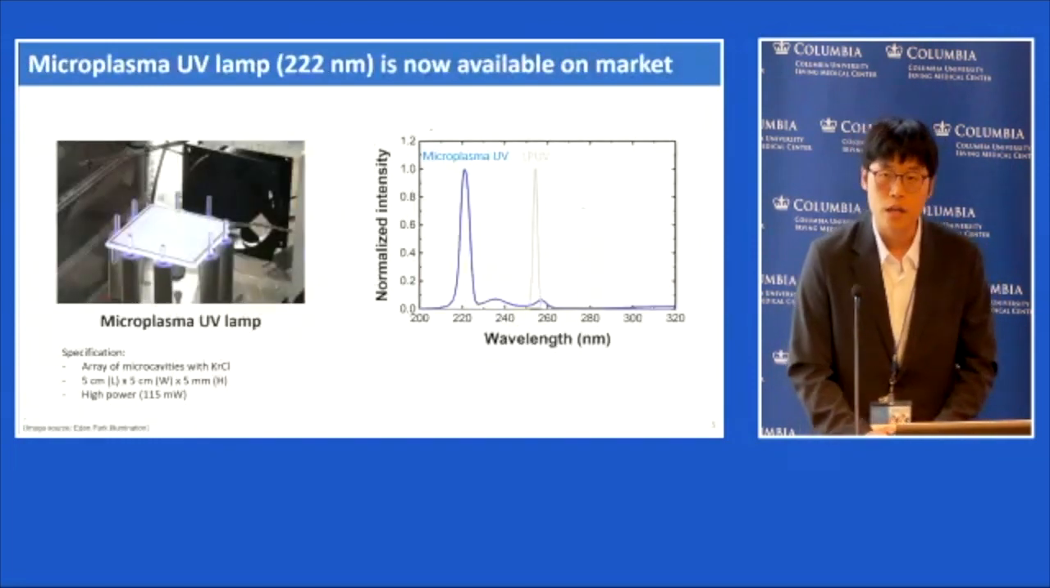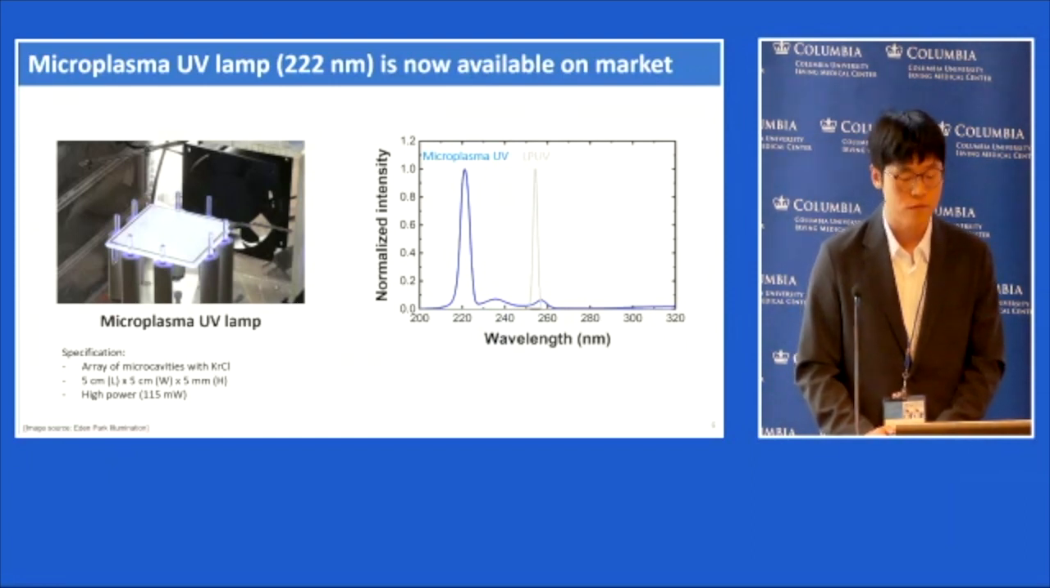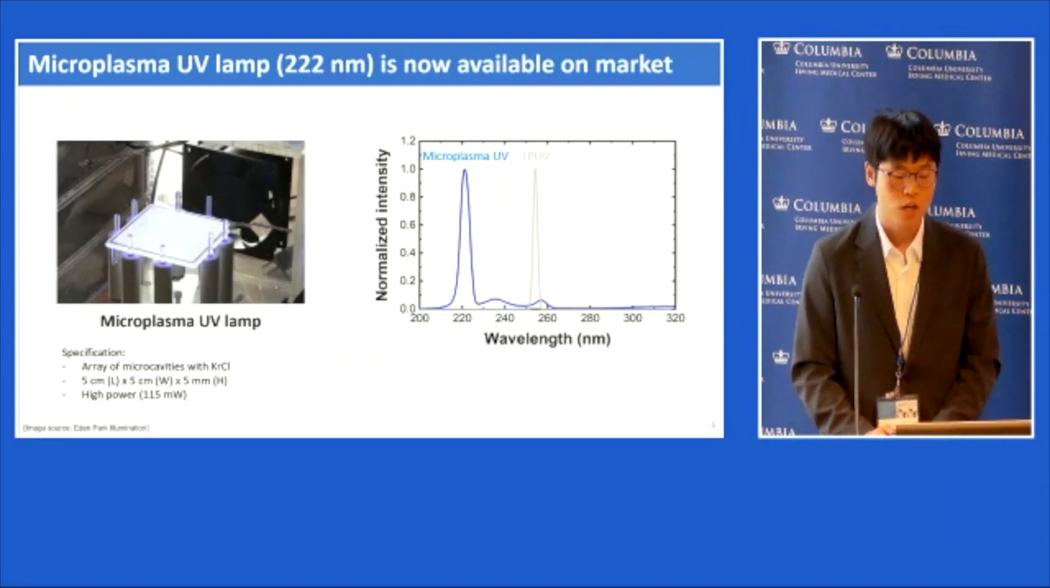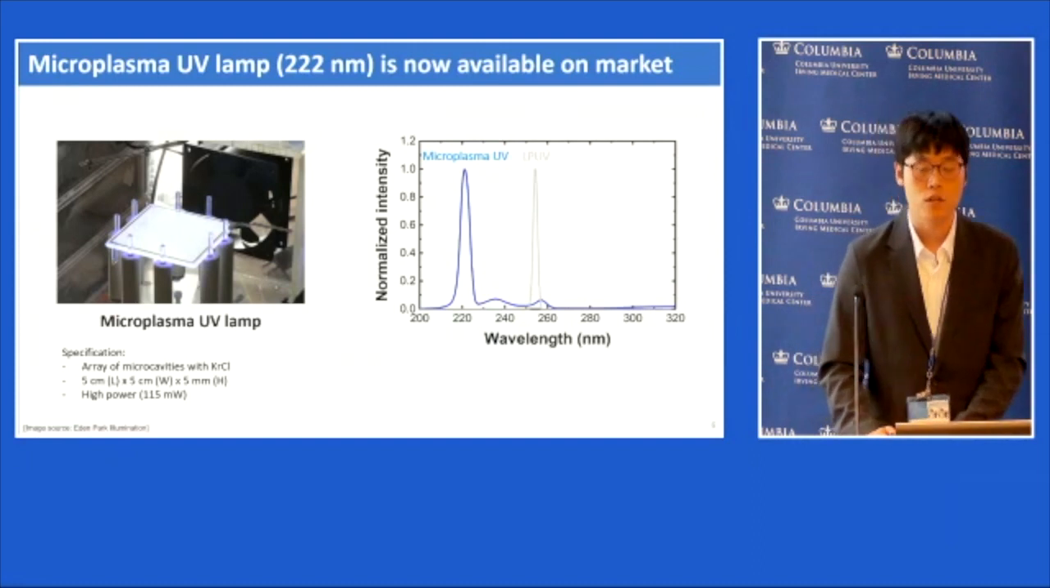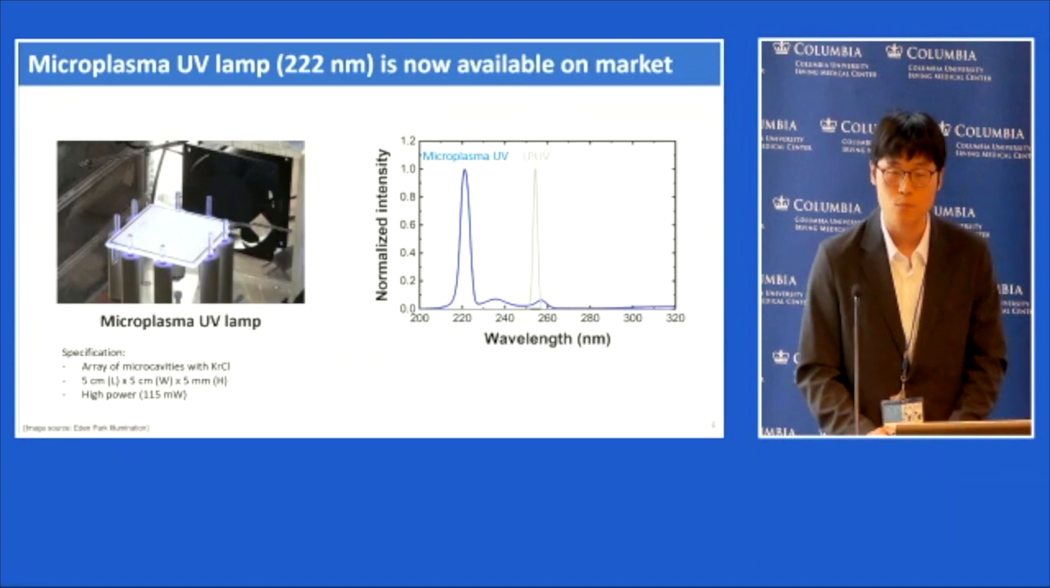In this context, the development of microplasma UV lamp caught our attention because of its unique ability to generate 222 nanometer wavelength with high power. Many studies already support that this specific wavelength could possibly target different virus structures. So the main objective of this study was to investigate the impact of microplasma UV lamp on adenovirus inactivation.